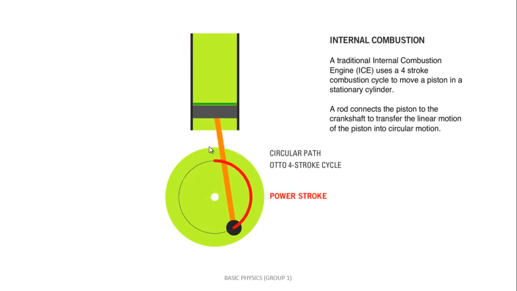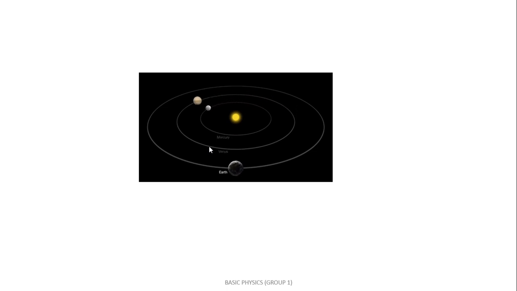Fourth one is a planet around the sun. Now you can see here Mercury and Venus moves around the sun, some fixed time interval. This motion is called periodic motion. Now these are the fourth example of periodic motion.